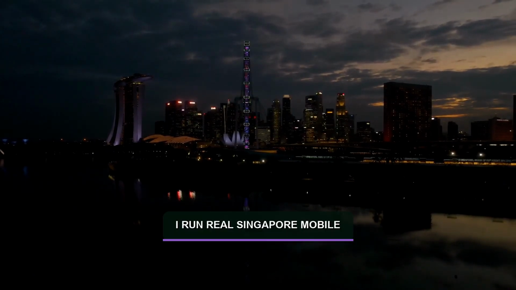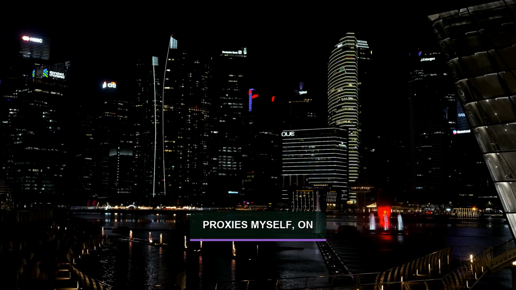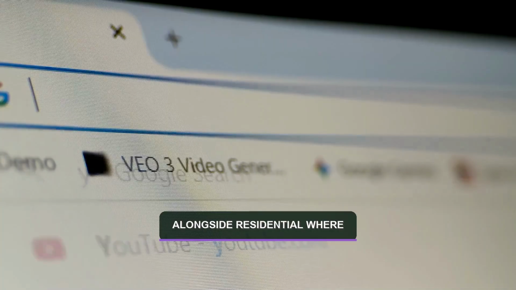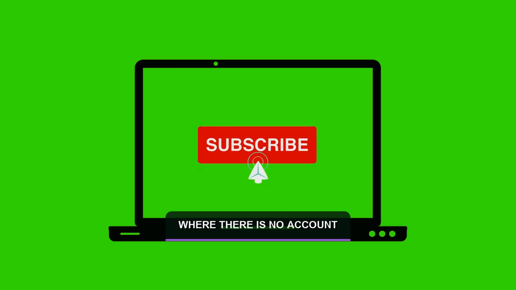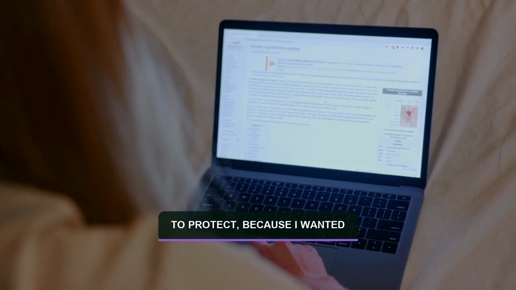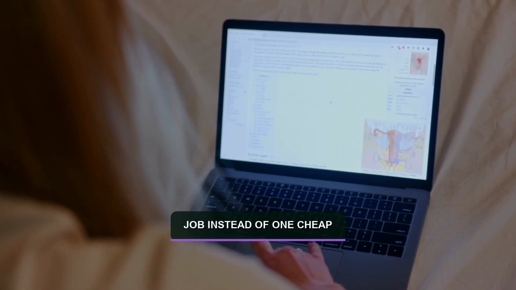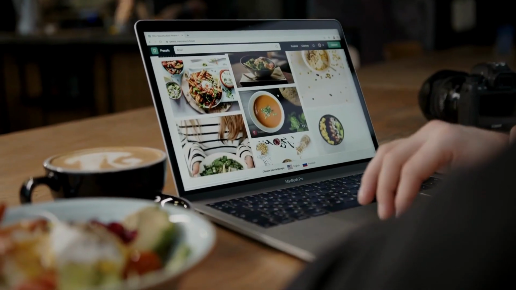I run real Singapore mobile proxies myself on actual SIM cards and handsets, alongside residential where it fits, and data center only where there is no account to protect, because I wanted a stack matched to the job, instead of one cheap pool used for everything.